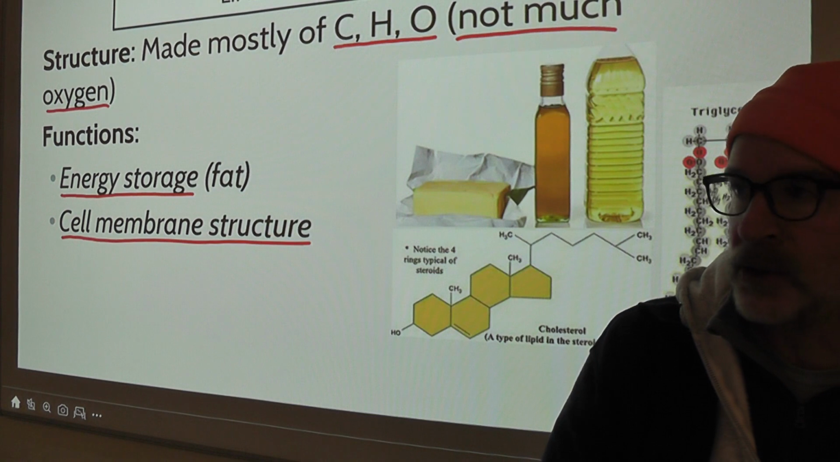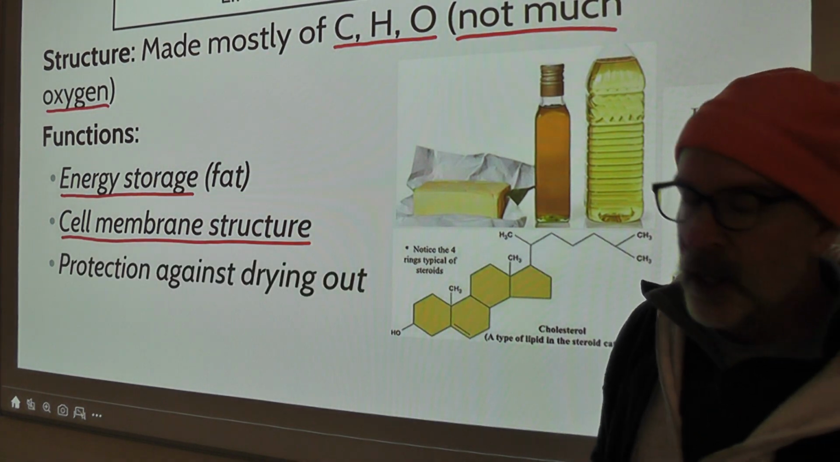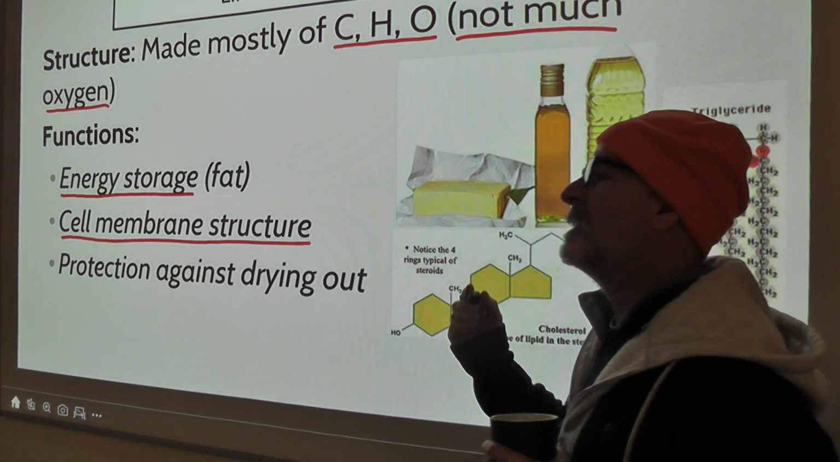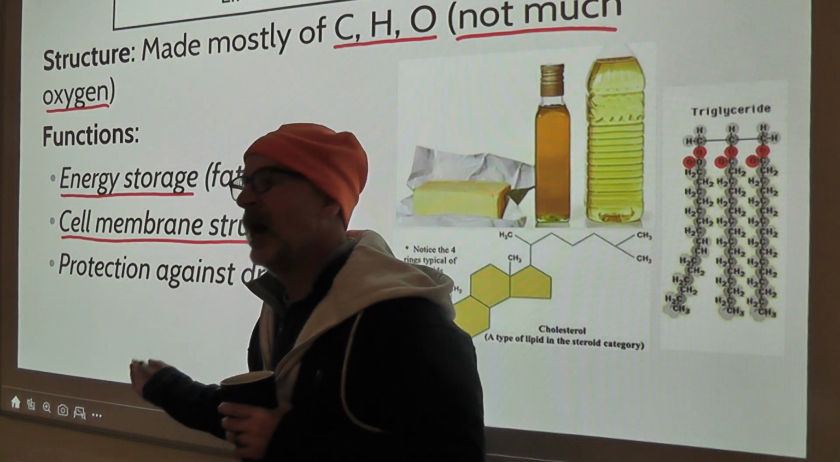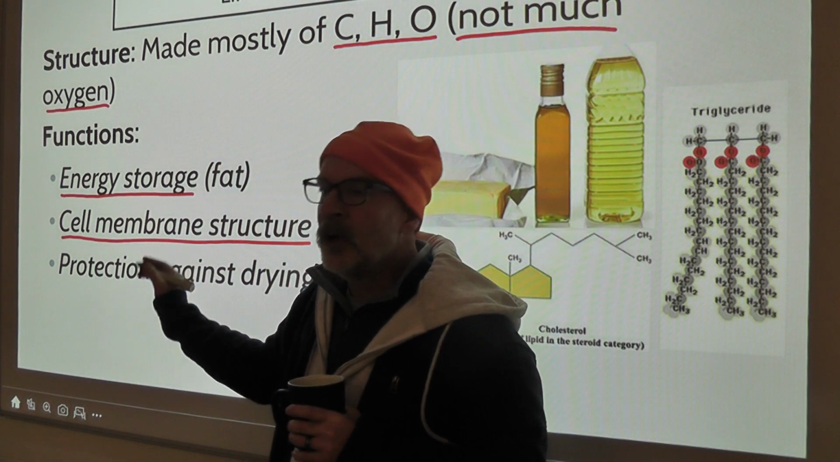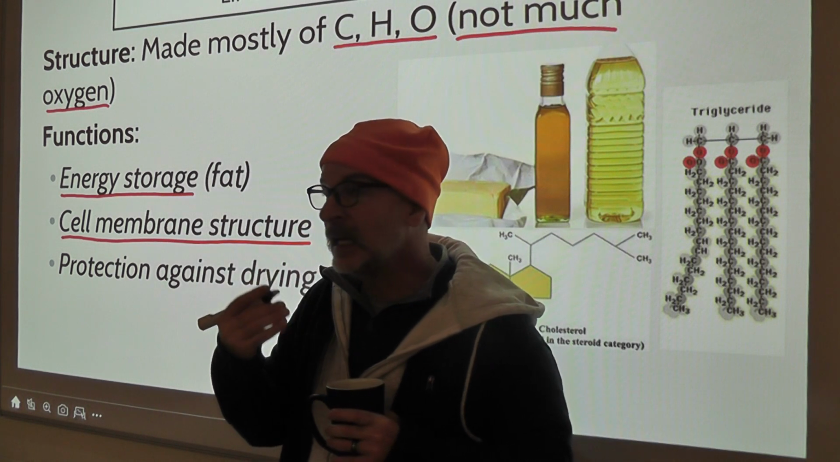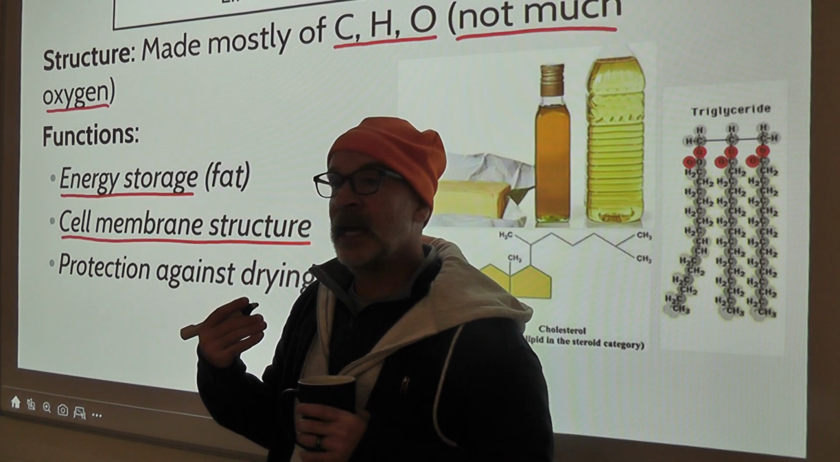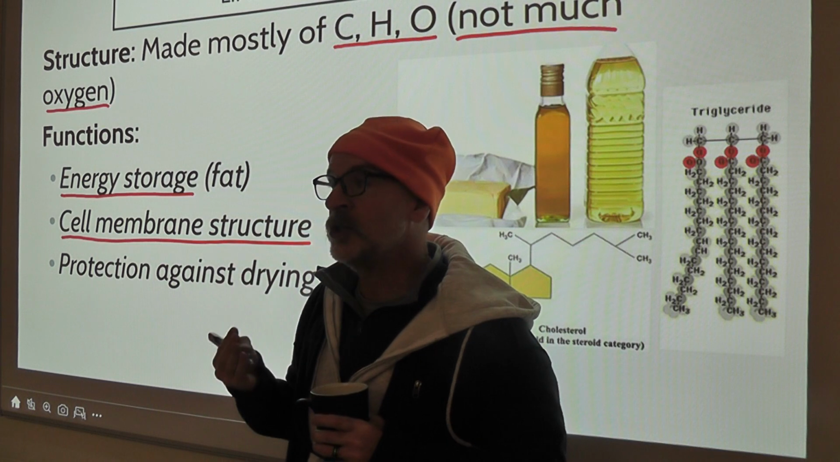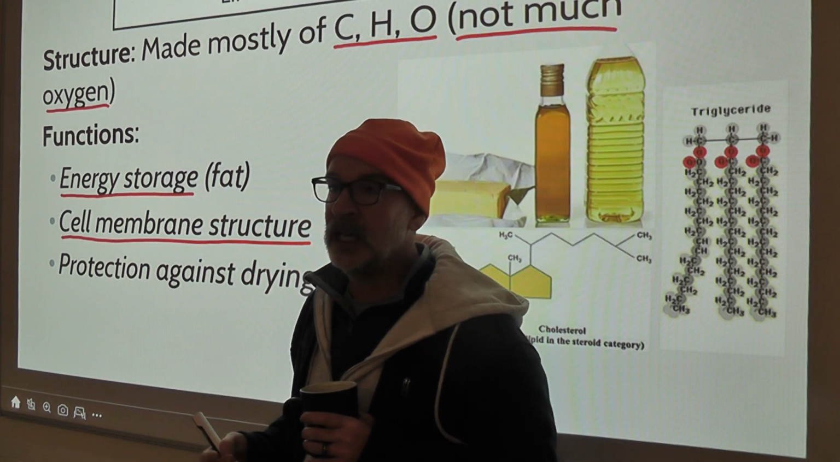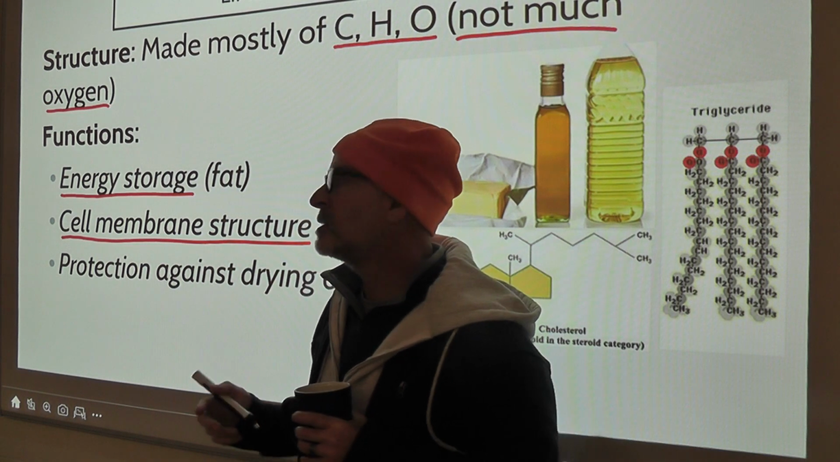And we'll talk about those when we talk about cells. Lipids are used as protection from drying out, and this is kind of interesting. You don't need to write it down, but one of the reasons that our skin can get oily is that it retains moisture. Those oils on the surface of our skin keep moisture in our cells.